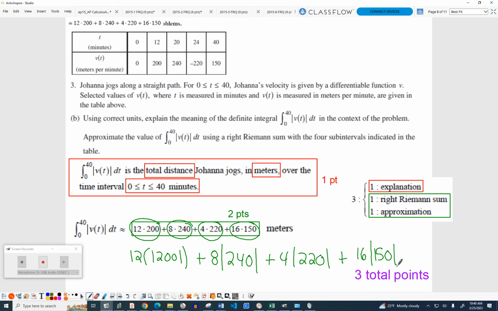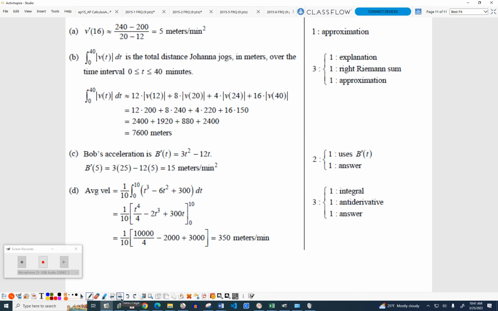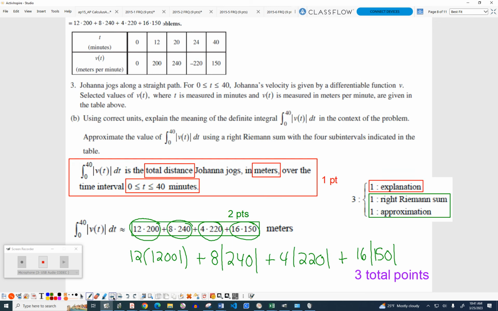This one says total distance traveled in meters and then they kept going. Do you know what the entire thing is equal to? So the final answer should be 7,600. They got that right, but they used meters per minute. So they lost the red point for the wrong units, but the units weren't required on the green. Because they had the right number, they would have gotten 2 for 2 on the green.